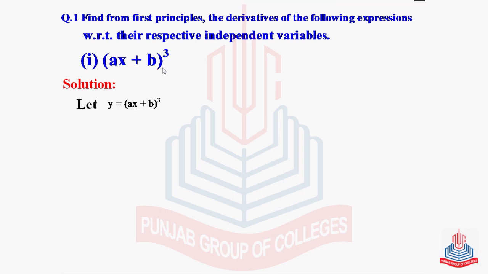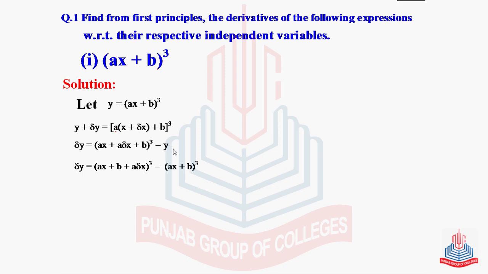Let y is equal to (ax + b) whole cube, and the first step is y plus delta y, and on the right hand side x will be replaced by x plus delta x, so that will become a(x + delta x) plus b, and similarly whole cube will remain same. Now delta y is equal to (a(x + delta x) + b) whole cube minus y. Put the value of y, which is (ax + b) whole cube, and rewrite this expression in the form of (ax + b + a delta x).